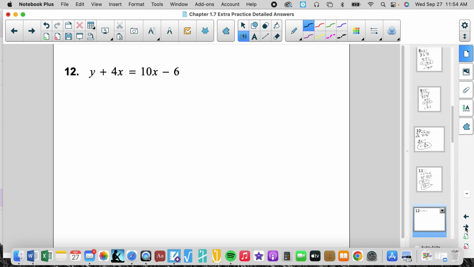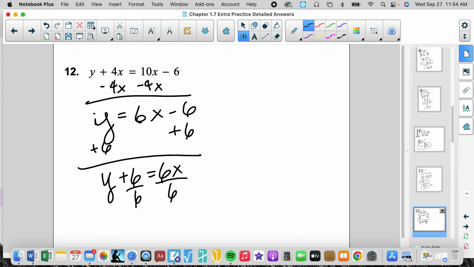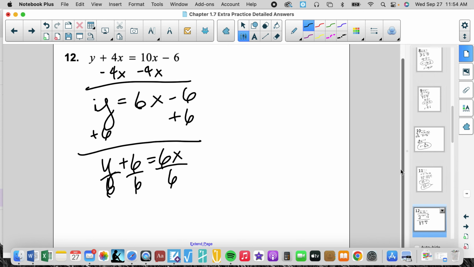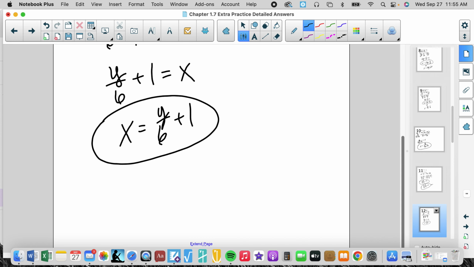All right, so let's get x's on the same side first. We get y equals 6x minus 6. Let's add 6 to both sides. We get y plus 6 equals 6x. Let's isolate x by dividing. And we get y over 6 plus 1 equals x. I'm going to write x equals y over 6 plus 1. That's the high school answer. I'd also expect students to write that because y over 6 is 1/6 y, but this one's better.